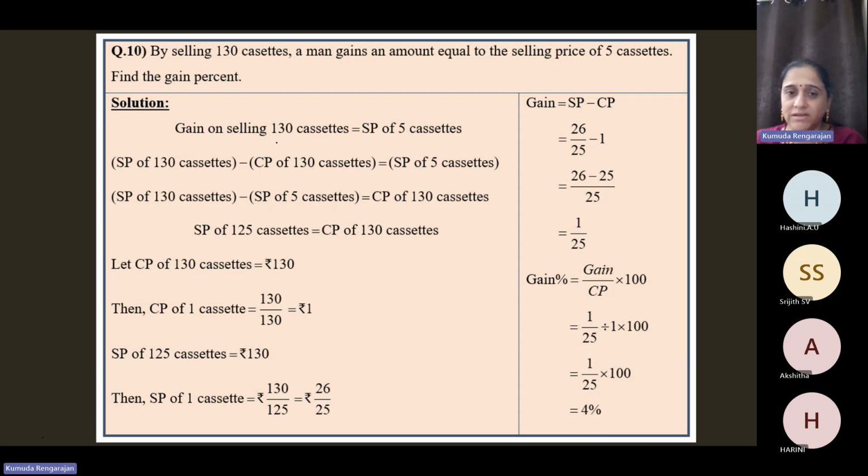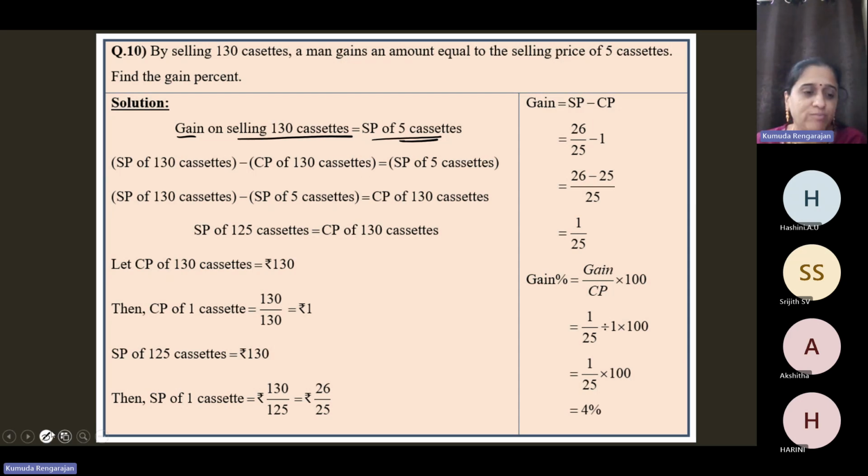I'm just going to explain again. So see here, children, what is given? I'm repeating: the gain, the profit, gain meaning profit. The profit on selling 130 cassettes. What is the profit equal to? It is the SP of 5 cassettes. The profit value is equal to what? It's the SP of 5 cassettes.